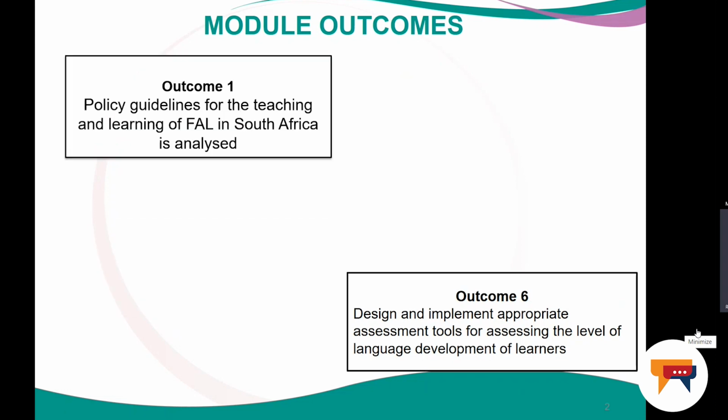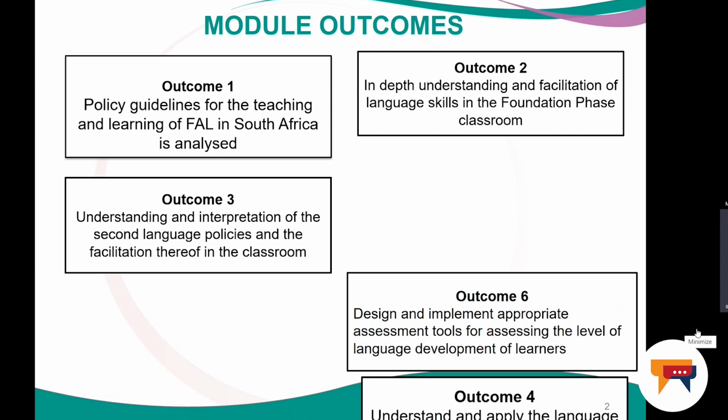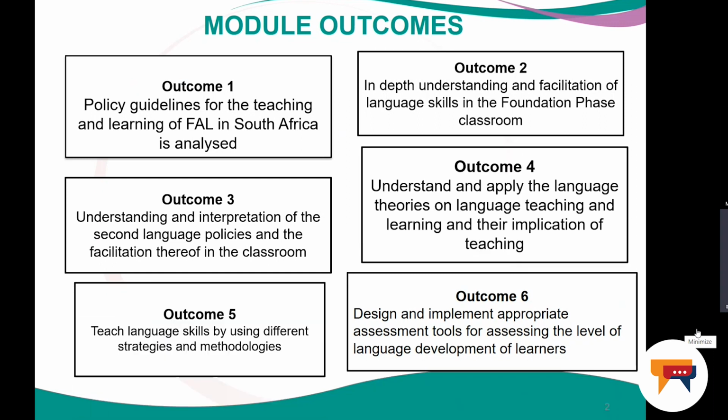And let's look at this module, FLT3701. It has outcomes. All the modules have outcomes. You will see that the outcomes of this module are related to the units. Outcome 1 reads: policy guidelines for teaching and learning FAL in South Africa. That's the outcome you are expected to go through. Outcome 2: in-depth understanding and facilitation of language skills in the foundation phase classroom. Outcome 3 reads thus: understanding and interpretation of the second language policies.